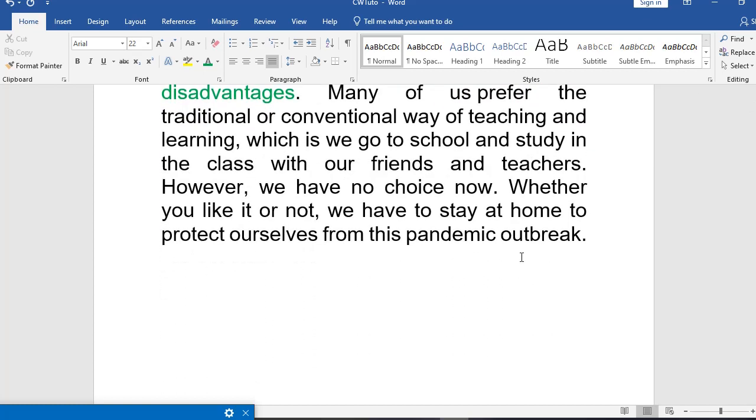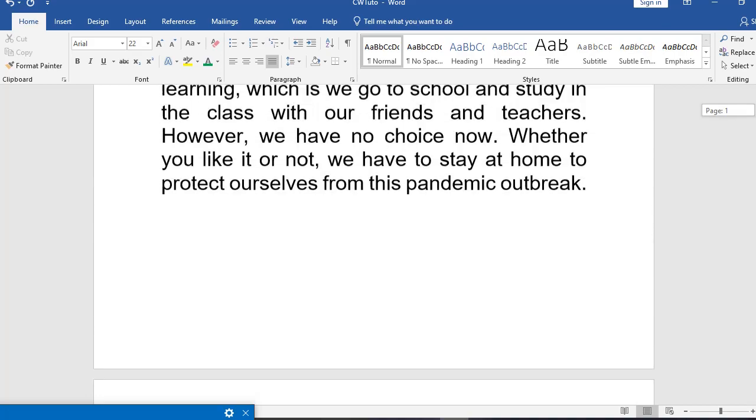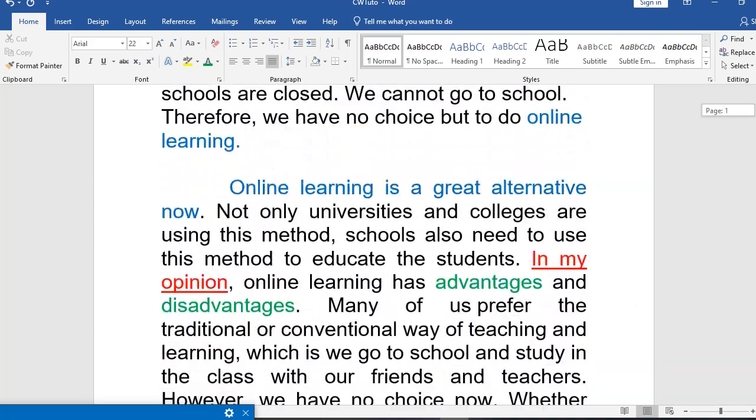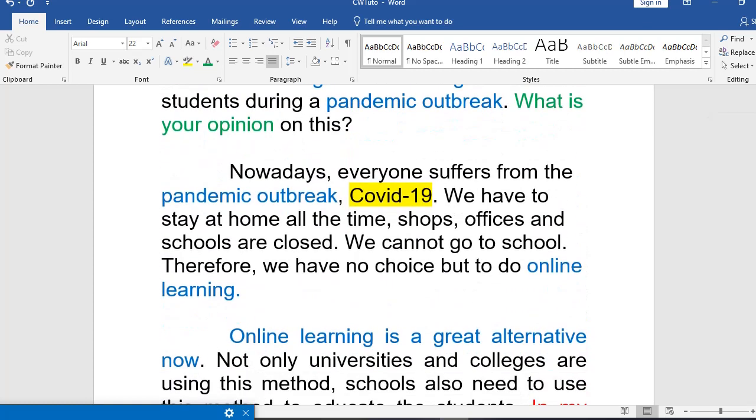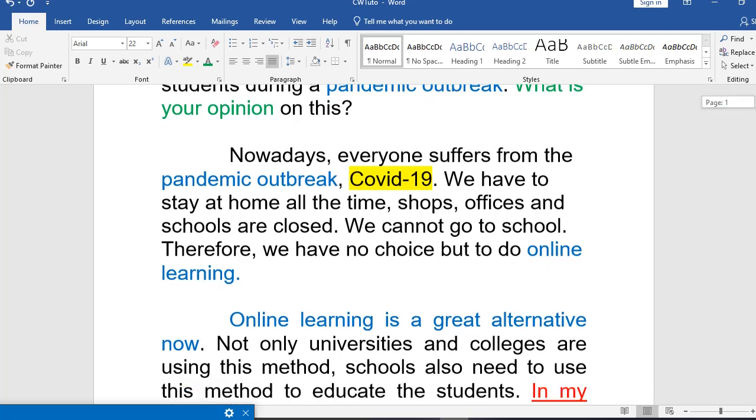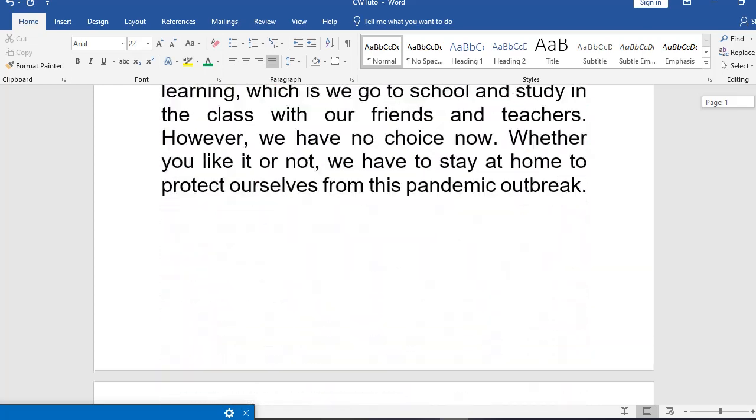Tak payah ulang-ulang lah perkataan COVID-19 tu. Sekali dah cukup. Okay, so now you already have 2 paragraphs. Your introduction. Okay, you just elaborate, you just expand the word pandemic, outbreak, and also explain about a pandemic outbreak and give a little bit information on online learning. Then you elaborate more on the next paragraph. So you have 2 paragraphs already.